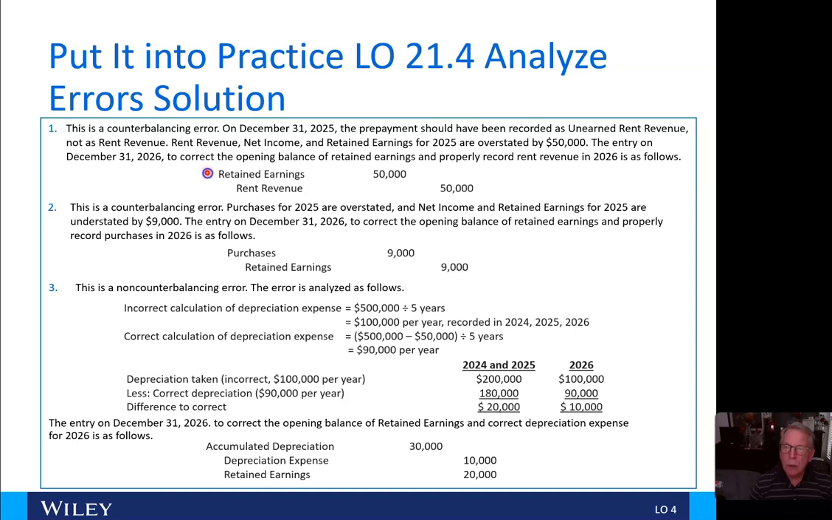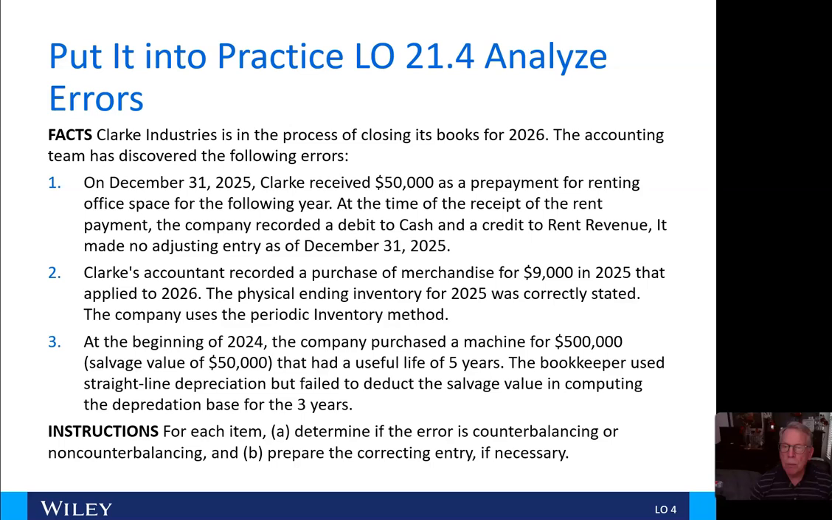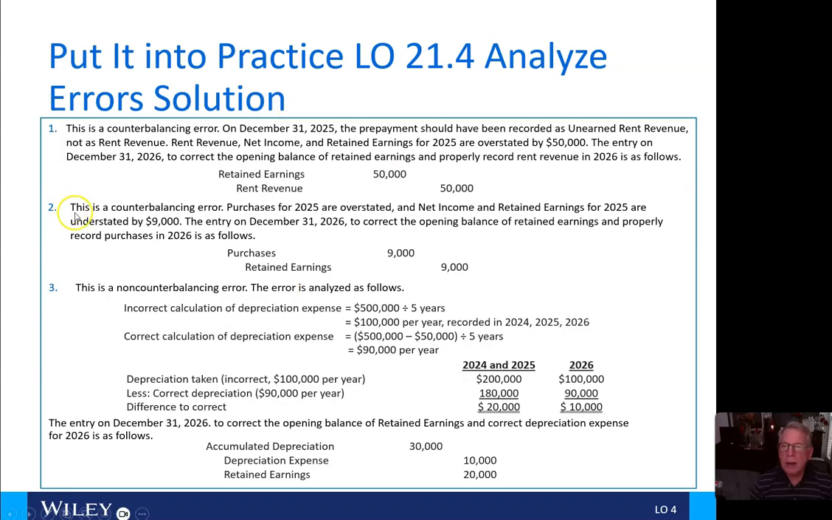So we debit to reduce retained earnings by $50,000 and credit $50,000 of rent revenue. For number two, this is a counterbalancing error too. That's where the purchases for 2025 are overstated. I'll go back just to show you number two here, where we purchased merchandise for $9,000, and net income and retained earnings for 2025 are understated by $9,000.